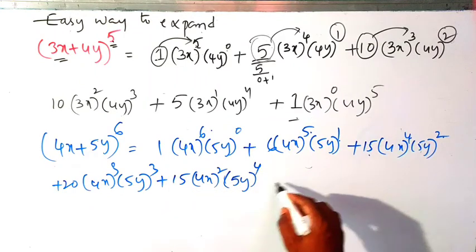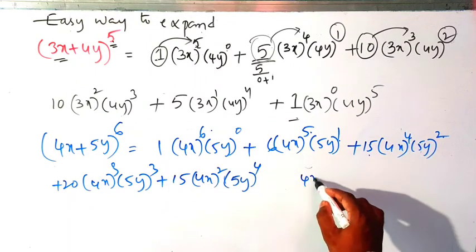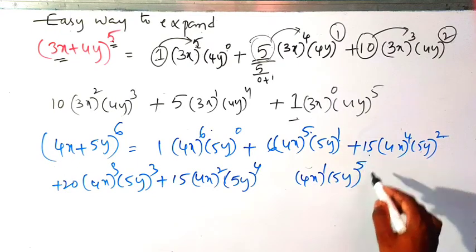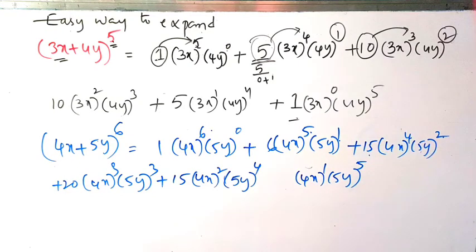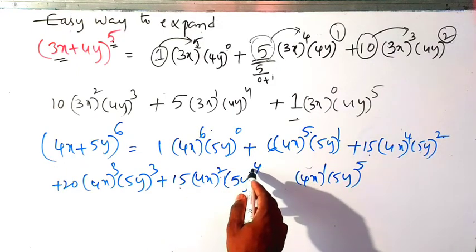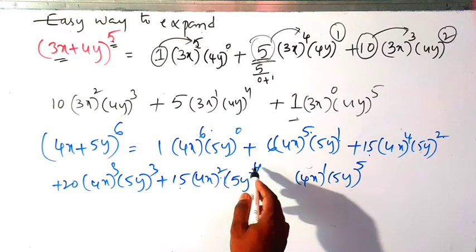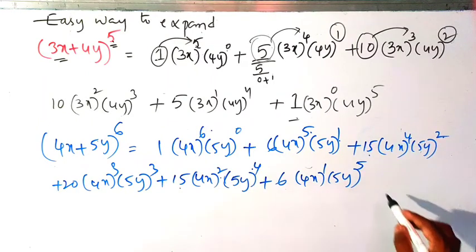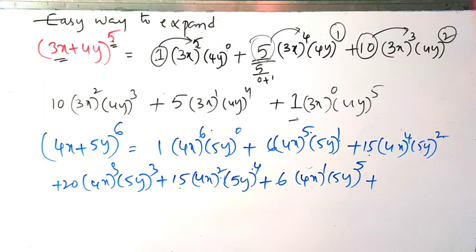Okay. Next one. 4x whole power of 1, 5y whole power of 5. Then after quotient here. 15 2s are 30. 30 by 4 plus 1. That is 5. 5 6s are. So plus 6 we get here. Next. Last quotient, that is nothing but 1 we get here.